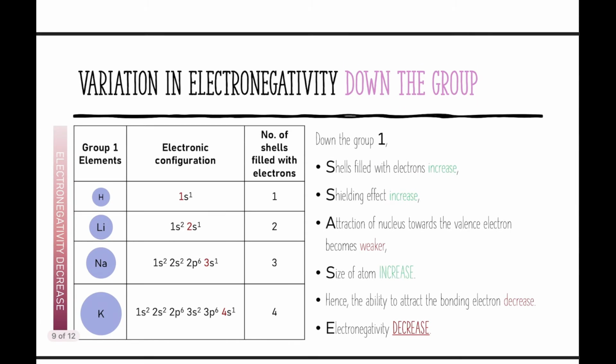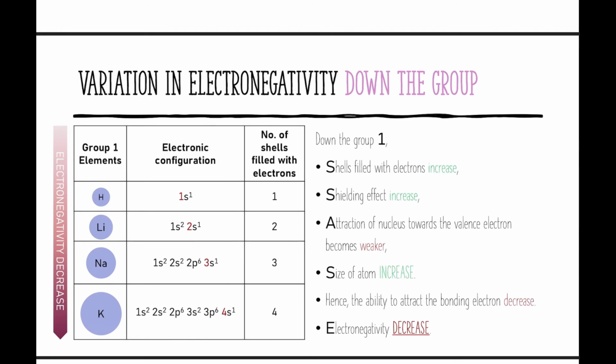Down the group, as we know previously, the size of atomic radius increases. This is due to the number of shells filled with electrons, which increases down the group. What happens to the shielding effect? It increases. When the shielding effect increases, the attraction of nucleus towards the valence electrons becomes weaker. Therefore, the size of atom increases or becomes larger.